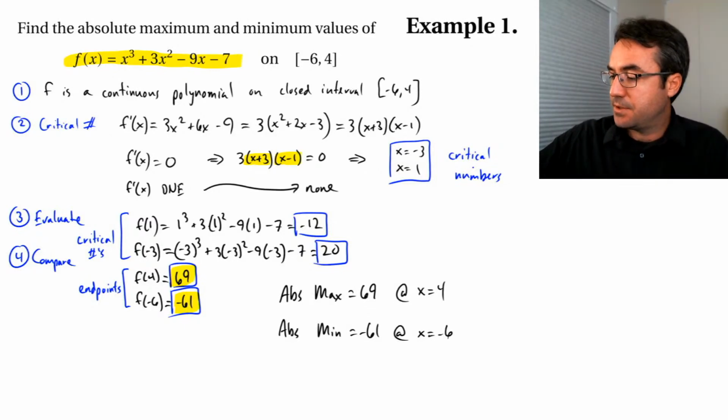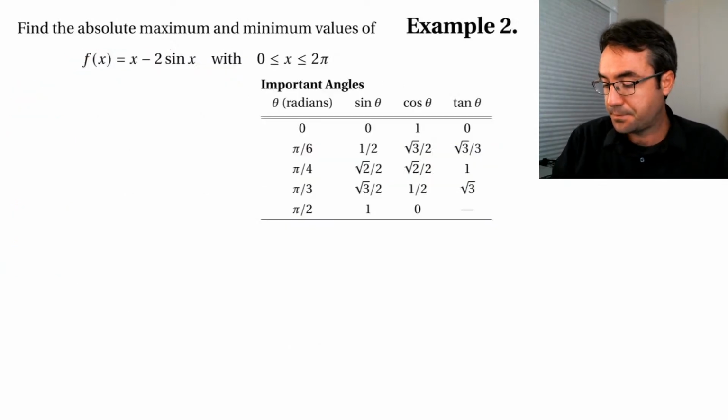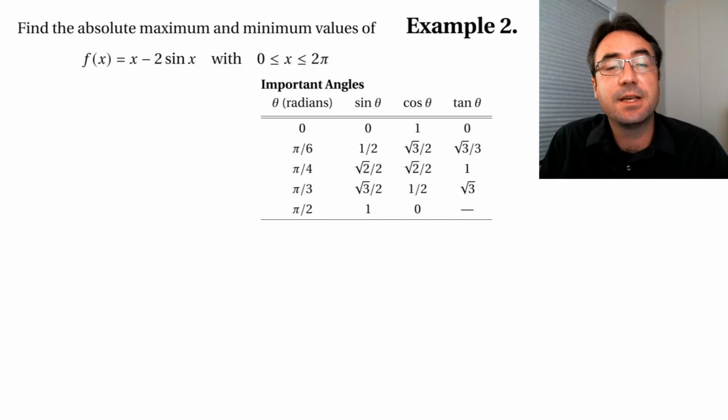All right, let's try another example. We're going to find the absolute max and min for the function x minus 2 times sine of x on the closed interval from 0 to 2 pi.